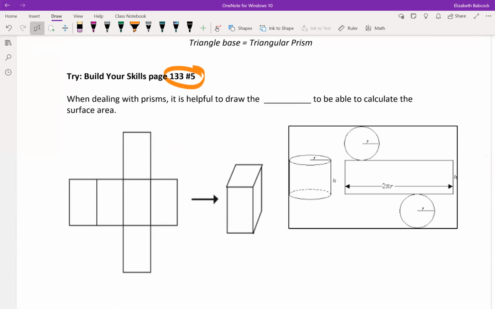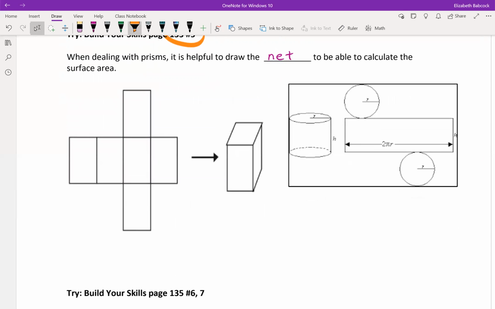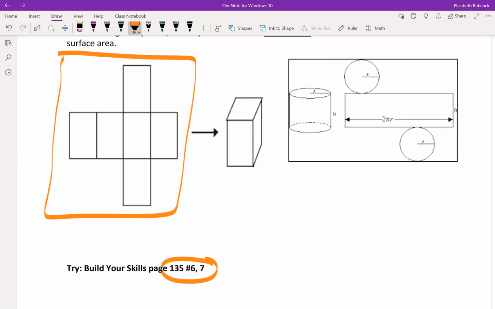Okay, so when it comes to dealing with prisms, one thing that can be very helpful is being able to draw the net. This helps you visualize the sides individually as opposed to the shape as a whole, and it allows you to calculate the area of each side without having to visualize where it would be on the shape. So all a net is these shapes that you've probably experienced before, where you would cut them out and make 3D objects. Yeah, we've all done that in art class. So you can go ahead and try page 135, numbers 6 and 7.